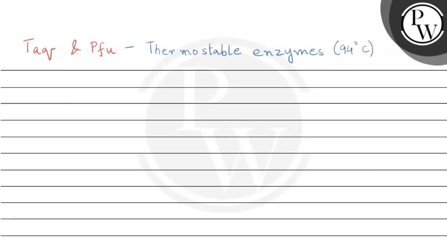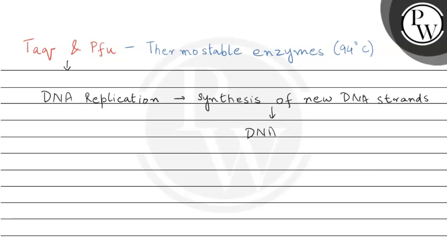found in thermophilic bacteria. Now, Taq and PFU polymerase play a major role during DNA replication because they are responsible for the synthesis of new DNA strands, and therefore both of them are types of DNA polymerases. So Taq and PFU are types of DNA polymerases.